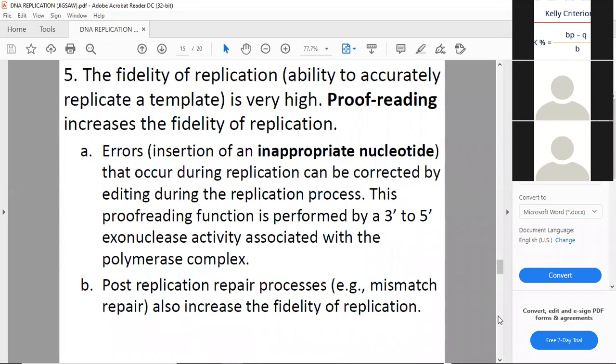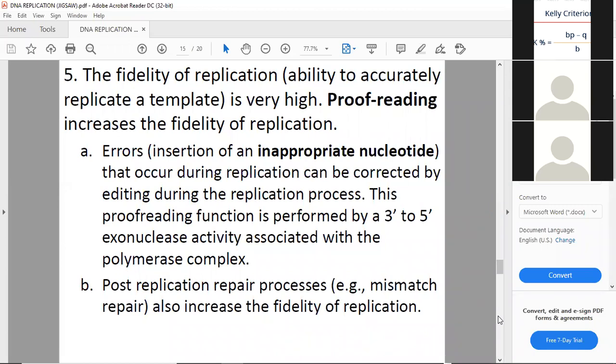And then we have the fidelity of replication, which is the ability to accurately replicate a template, and it is very high. So DNA replication has a high fidelity. So it's accurate. So after the replication, you find that there's a process of proofreading that happens, which further increases the fidelity of the replication.